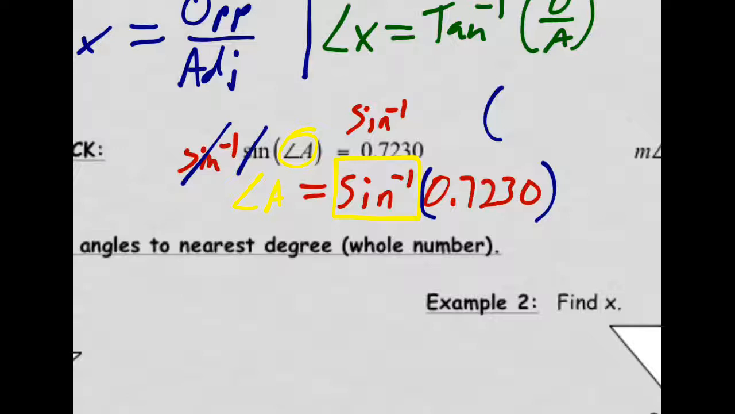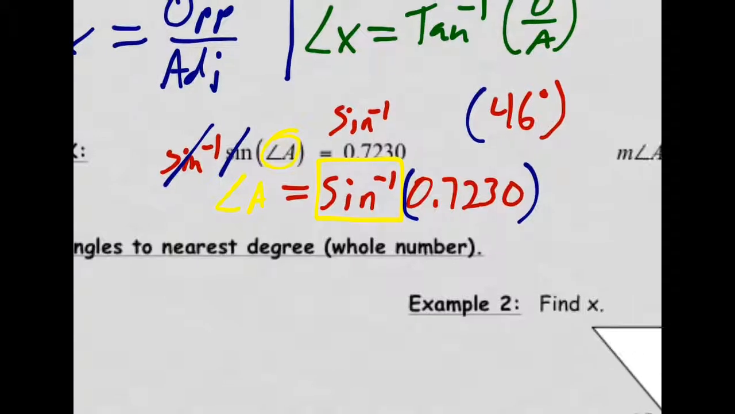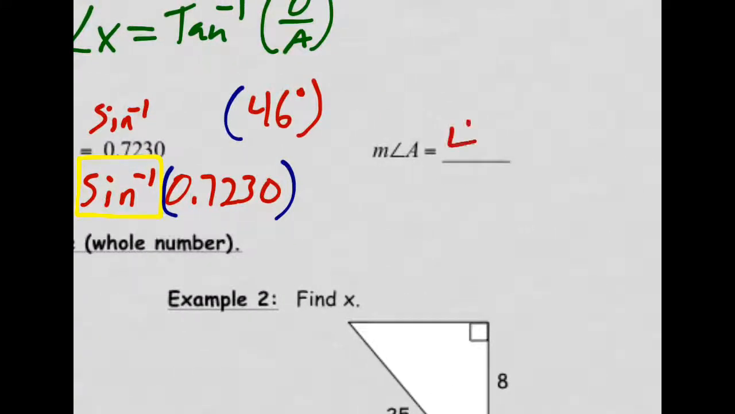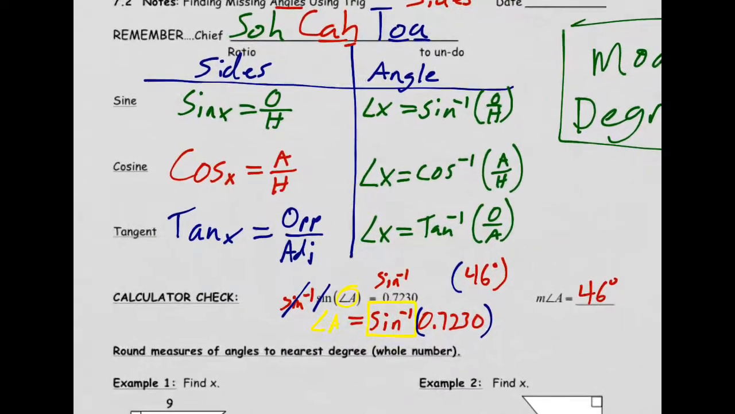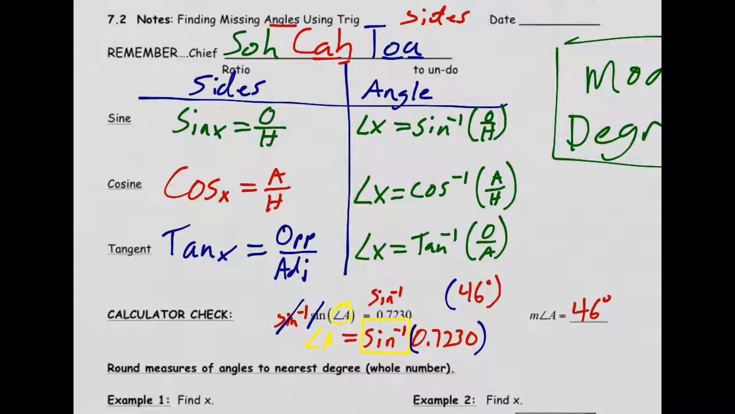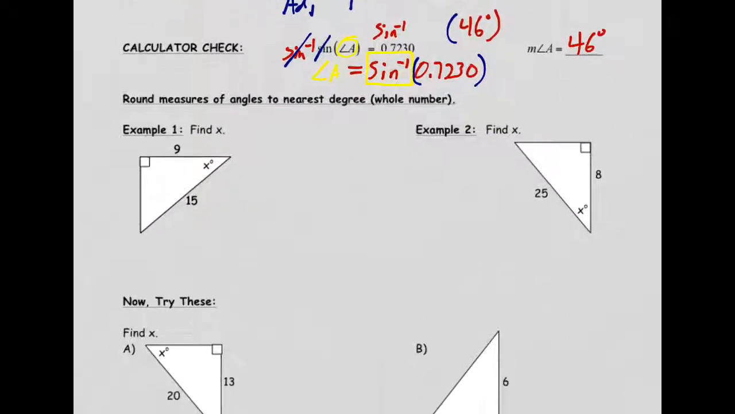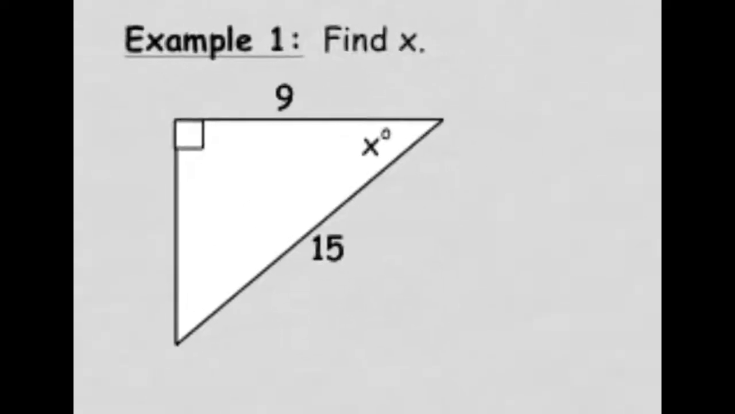Okay, so you should get that the measure of angle x is 46 degrees. Now it's 46 and some change, but for angles, we're going to round to the nearest whole number. So we're just going to say 46 degrees. Alright, so let's take a look. If you need to write any of this down, just pause the video and get caught up. But let's go up to example number 1 and put this to work.